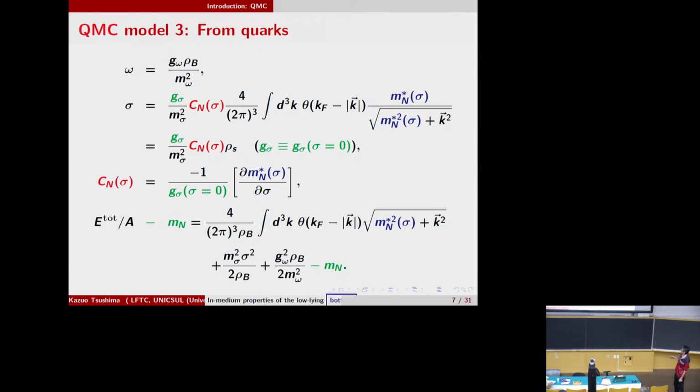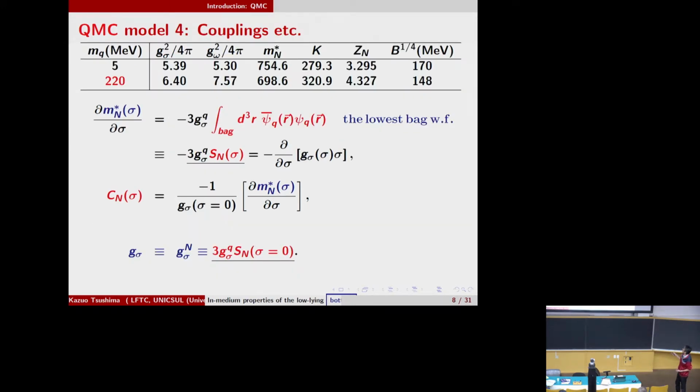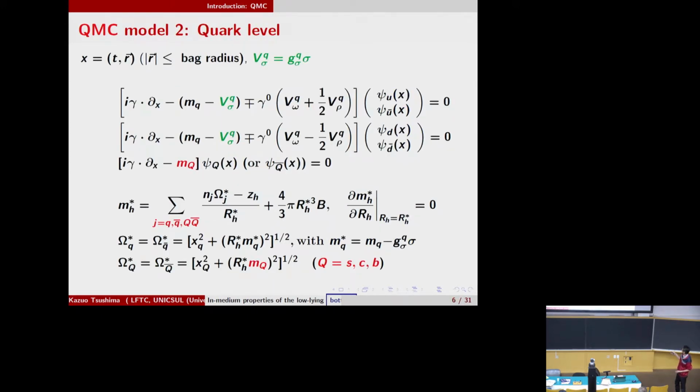Once you achieve the saturation properties of nuclear matter, for example the nuclear matter density and a binding energy of 15.7 MeV, then the coupling constant is fixed. After that, here are the quark and sigma meson, and omega and quark. The coupling constants for light quarks are fixed because they are determined by the nuclear matter saturation property.